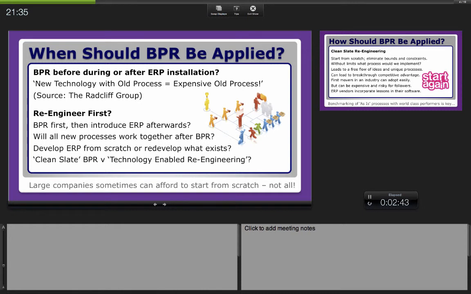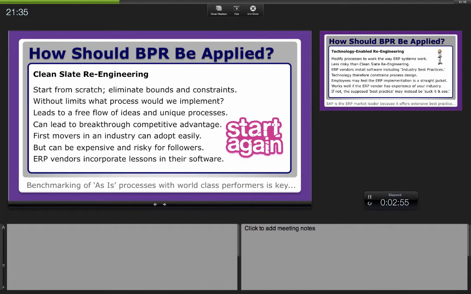And you may consider looking at clean slate BPR or technology enabled re-engineering. There are horses for courses in each case. Clean slate re-engineering means start from scratch, and you say, well, if we had no limits, what would the process we end up with? How would we implement that? What would it consist of? This leads to a good free flow of ideas and some unique processes that may lead to breakthrough competitive advantage.